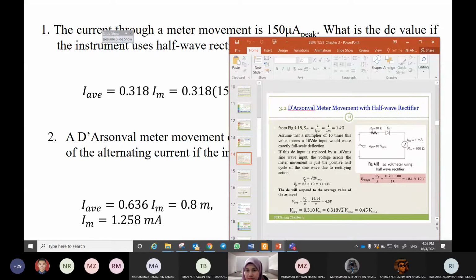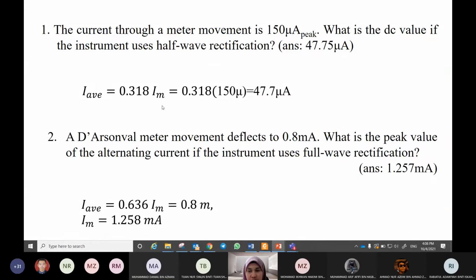Wait, I'm confused. So 150 micro, this is peak value. Then you divide with root 2, right? Correct. And then you get this in RMS. Okay, and then you multiply with 0.45, right? Okay, so any question from others?